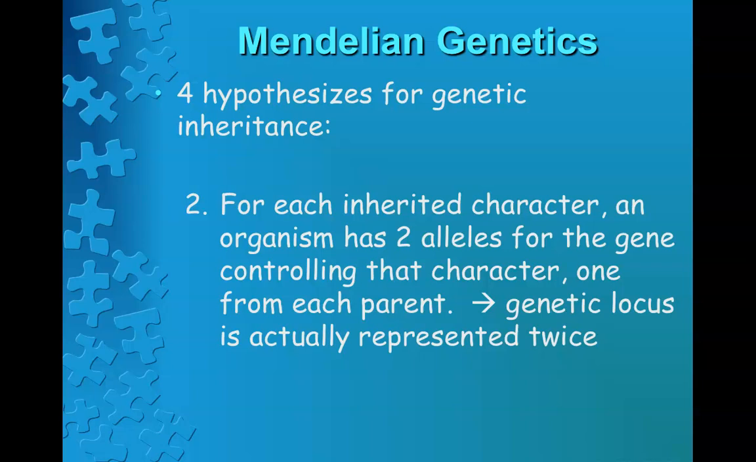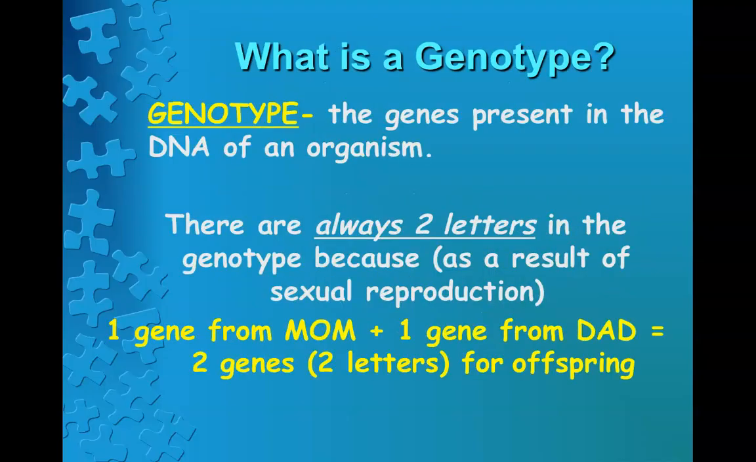So for every gene, that locus, that location on a chromosome is actually represented twice, which should make sense. We've got homologous chromosomes that carry the same information, and those homologous chromosomes, we get that double set, one from mom, the other one from dad. So when we look at your genotype, we've got to look at it as representing the genes that are present in the organism as a result, the genes that were originally passed from the mother plus the gene that was passed from dad.